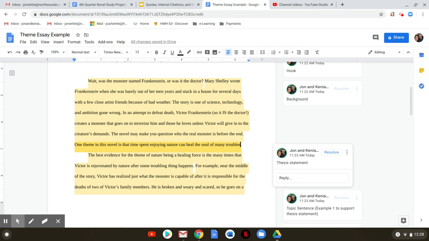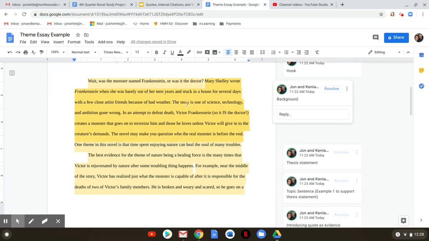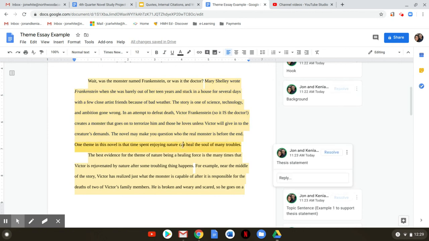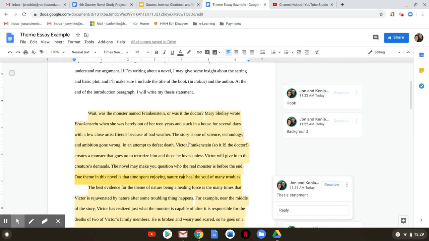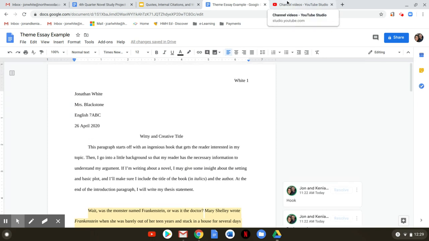So in my introductory paragraph, I'm looking for a hook. I'm looking for background information to set up the reader so that they'll know how to make their way through your argument. They'll understand it. And then you just end with the thesis statement itself. Okay? That is an introduction paragraph, and I hope that you find that helpful.